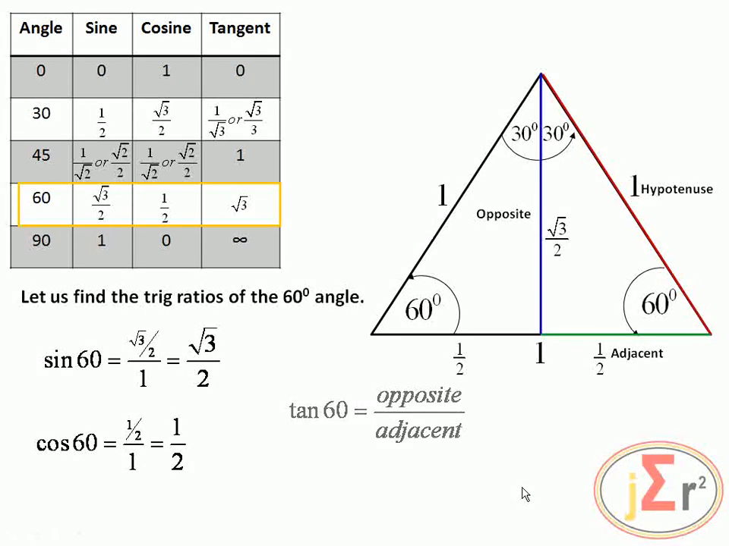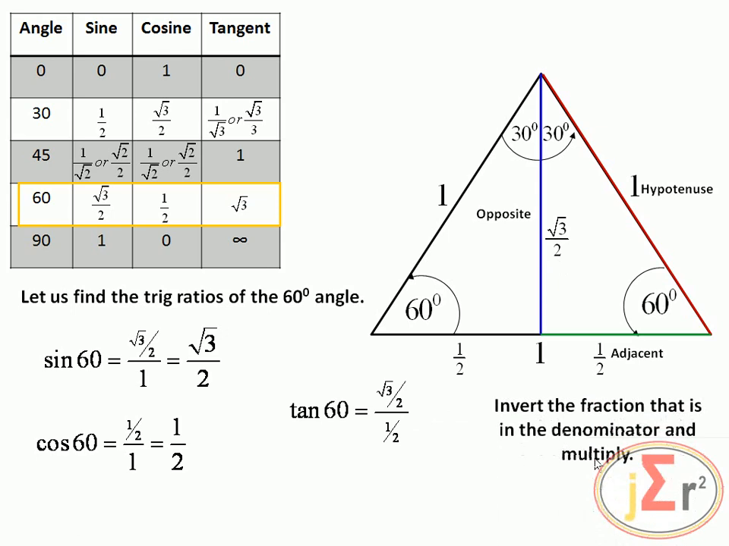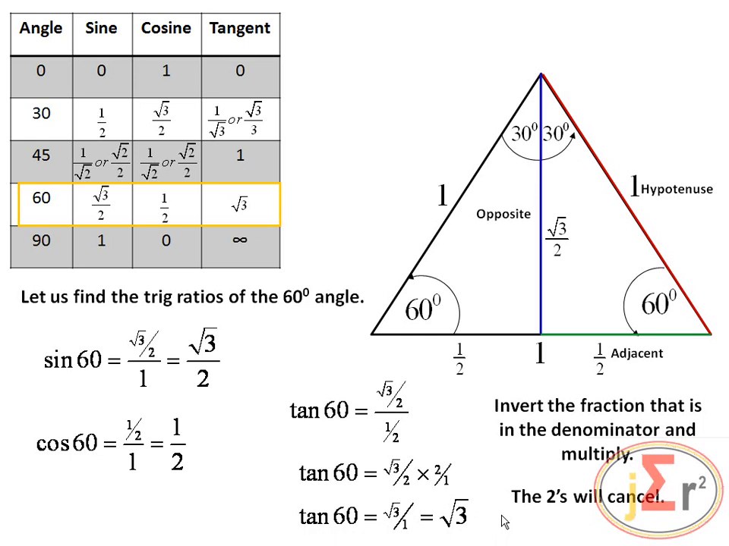Opposite over adjacent, we have root 3 over 2 over a half. Invert the fraction that is in the denominator and multiply. The 2's will cancel again, and we have square root of 3 to be divided by 1. Anything divided by 1 is itself. We have square root of 3.